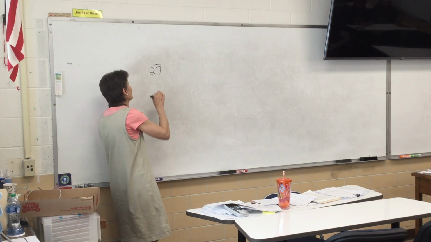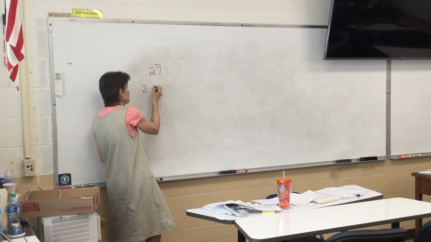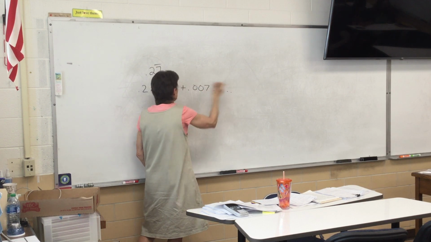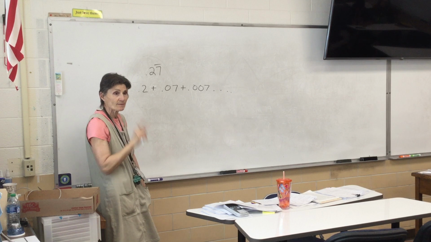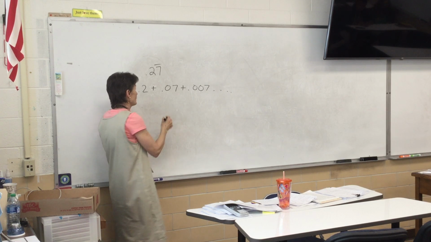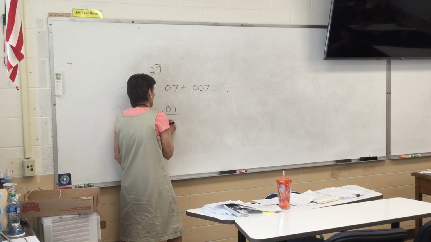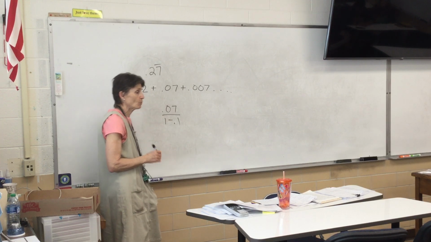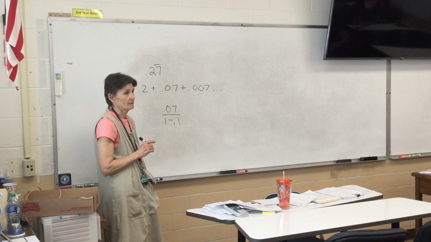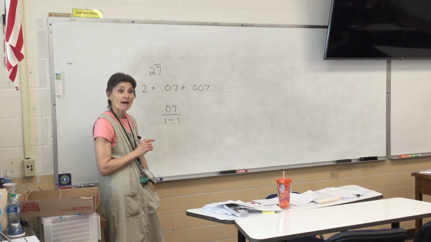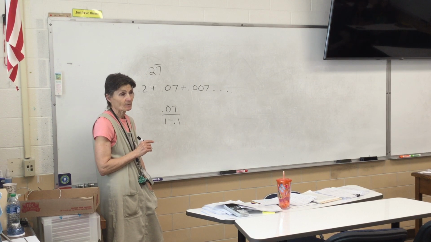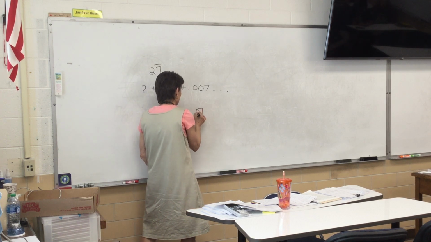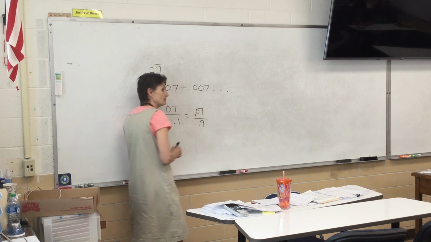0.07. So, you gotta separate the 0.2, and then you have your 0.07 and your 0.007, and so on with your sevens. Okay, then what? 0.07 over 1 minus 0.1. She did that perfectly. Why is she putting it over 1 minus 0.1? Because only the 7 is repeating, right? So this is 0.07 over 0.9.